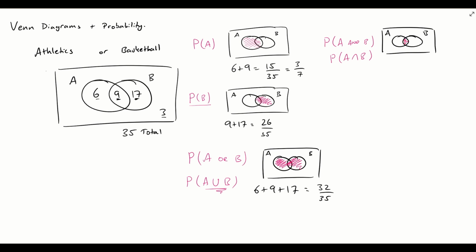Little overlap in the middle. And what's that going to be equal to? Well, that's just equal to 9. So 9 out of 35. So we've got a 9 out of 35 chance that we've got somebody liking both athletics and basketball.